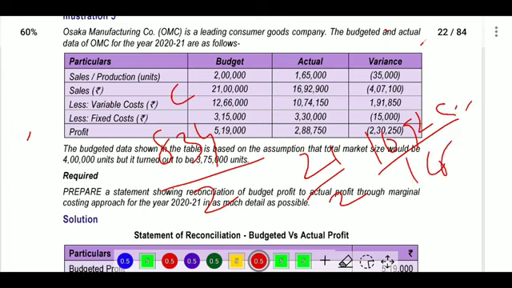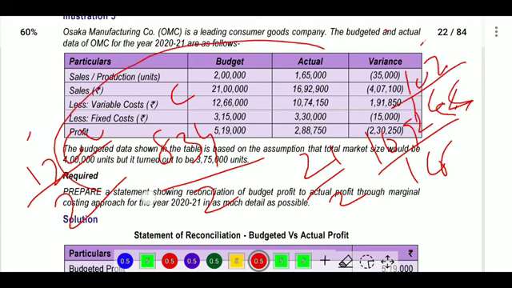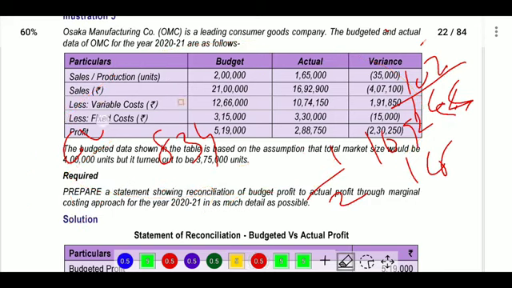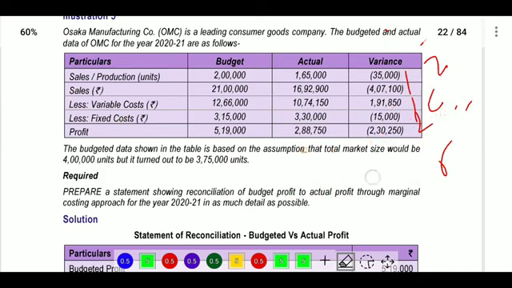Now we will see the standard variable cost. What is the standard variable cost? 12 lakhs 66,000 divided by 2 lakhs. And we will see the actual variable cost. The variable cost will be 10 lakh 74,150 divided by 1 lakh 64,000. So we will get the cost per unit. We will take this cost per unit.